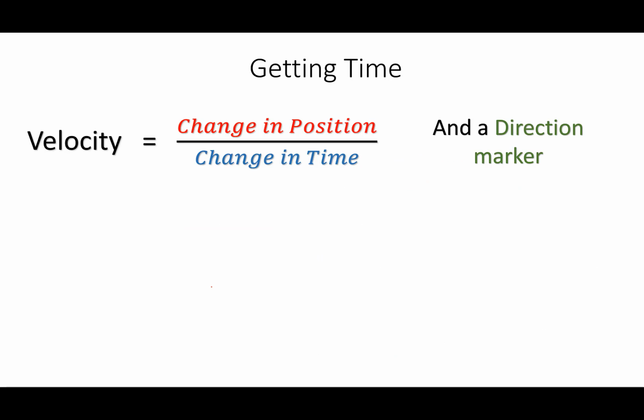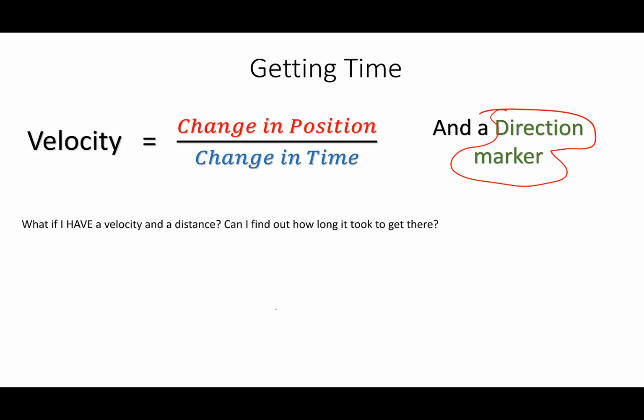So what happens if instead of wanting to get the position here, you want to get the time? Well, this is the formula. Velocity is the change in position over the change in time plus your direction marker, which you can't forget. And you got to do some algebra. I'll do the algebra for you next slide, though.